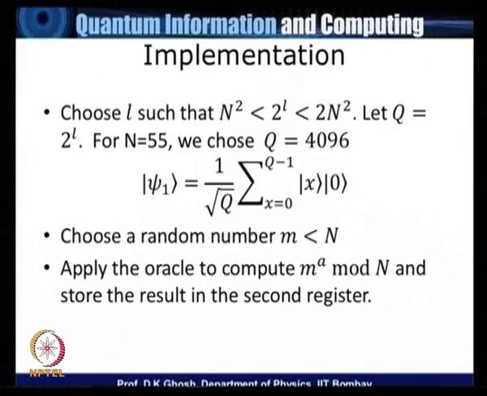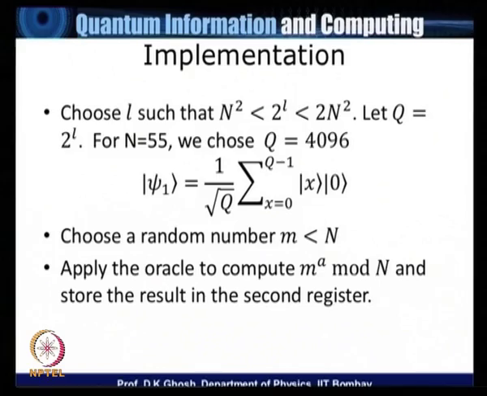What we said is, in order to execute this algorithm, we choose an L which is defined by 2 to the power L lying between n square and 2n square. You can always check that it is always possible to find such a number L. For instance, for n equal to 55, we must choose q, which is given by 2 to the power L. I think this is a 12-bit register that we are choosing, and q is equal to 4096.